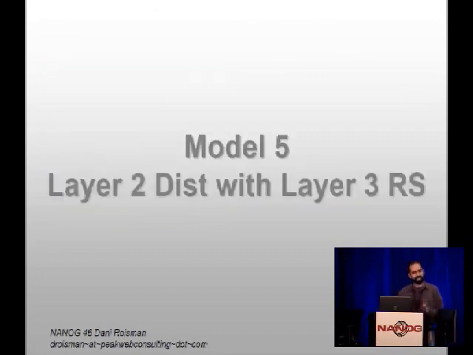The next model here, this one's kind of interesting. I call this layer 2 distribution with layer 3 rack switches. My friends at Woven Systems, you don't hear from them too often, but they helped me develop this model. They were trying to pitch into a 200 rack data center, trying to replace a very intelligent layer 3 core with their very robust, very inexpensive, and simple layer 2 core.